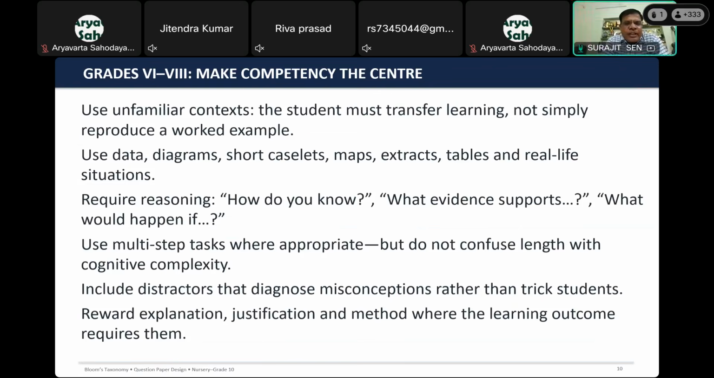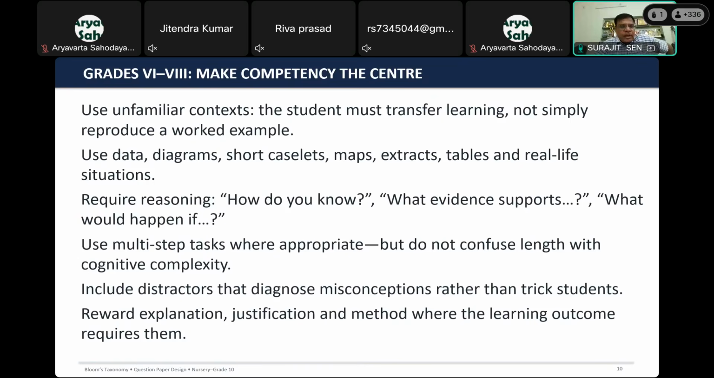If you require reasoning, ask how do you know? What evidence supports it? What would happen if it was in this way? You can ask questions this way. Use multi-step tasks where appropriate, but do not confuse length with cognitive complexity too much. Don't make it too lengthy. Include distractors and diagnose misconceptions. Sometimes you may give a wrong answer to find out whether they know the right one or not, but that also in an appropriate way.